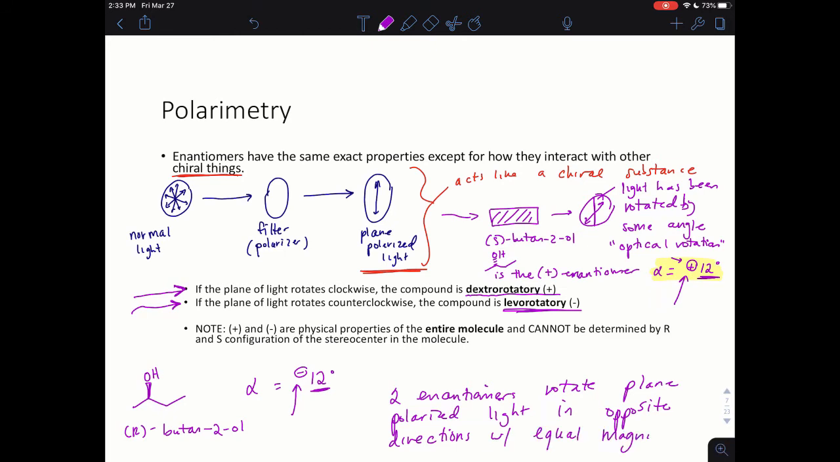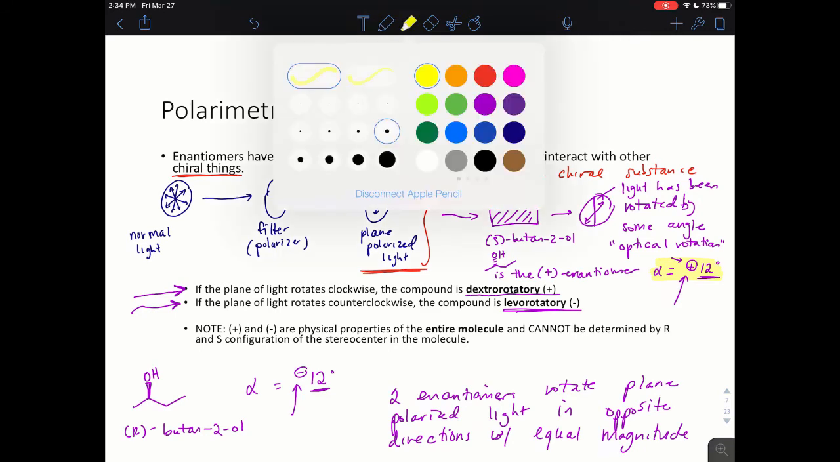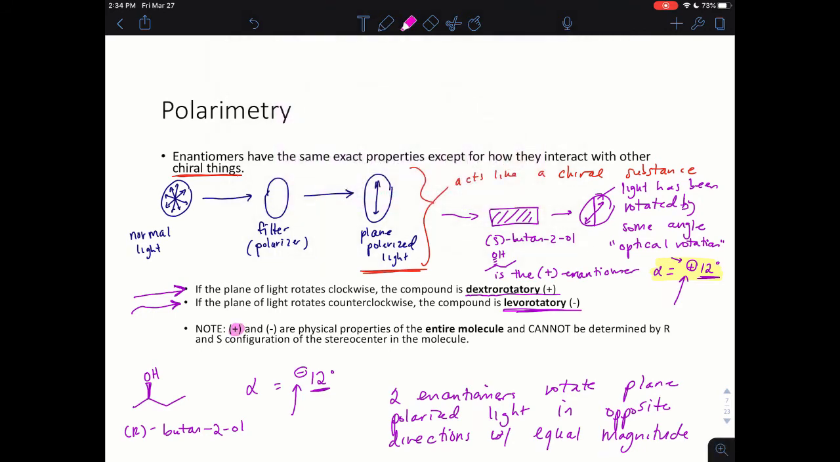Okay. So that's the first thing to keep in mind here. And then the second thing is this plus or minus, so the direction in which the enantiomer rotates plane polarized light. These are physical properties. And so in this example, S-2-butanol was the plus enantiomer, but that will not always be the case.